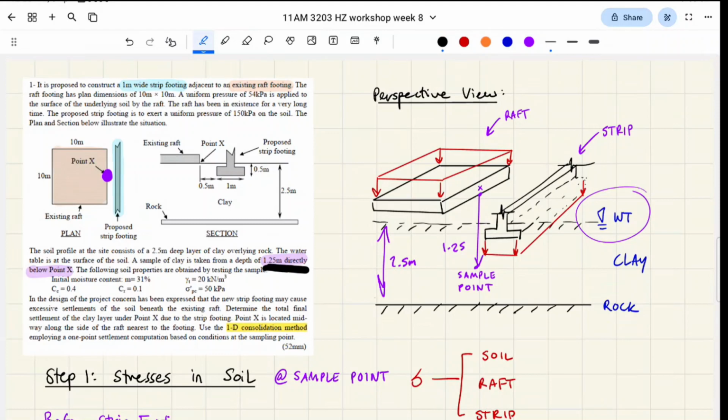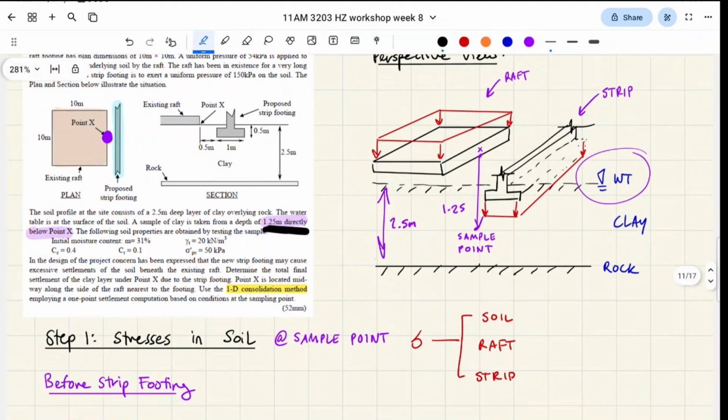Okay, so in terms of what's happening, the raft footing, you can assume it has been there for a long time, and this is like a proposed scenario for, okay, what happens if we install the strip footing next to it, right? So we're going to have to calculate the initial and the final stresses acting at the sample point before the strip footing was installed and then after the strip footing is installed. That's the general idea of how this is going to work, right?